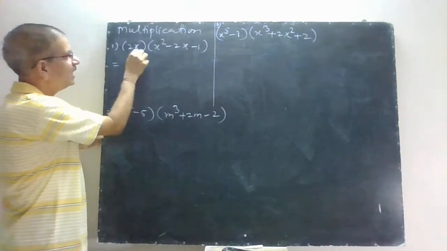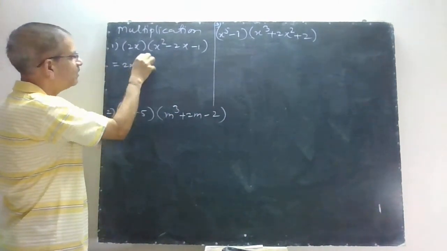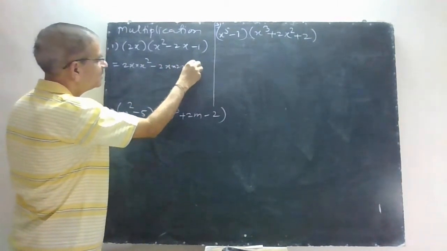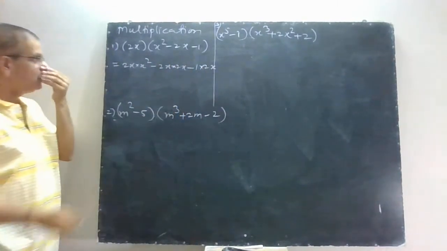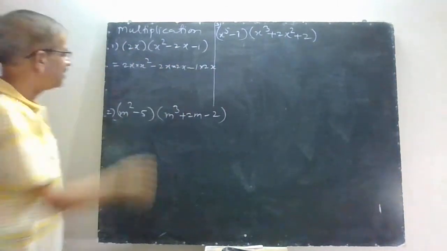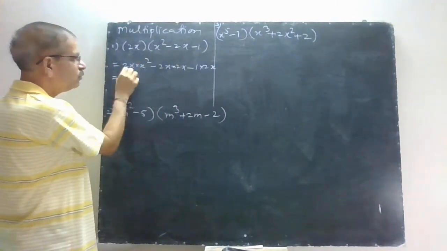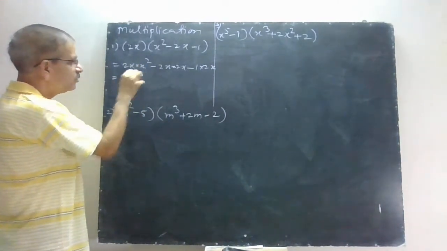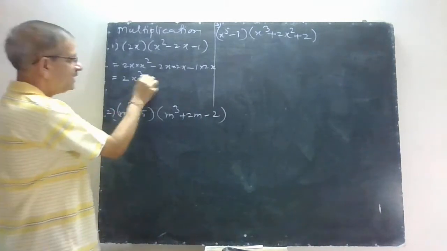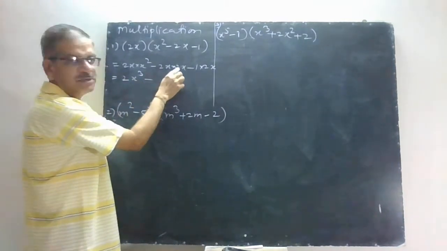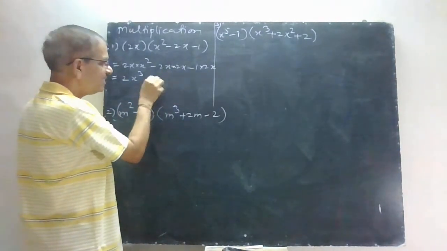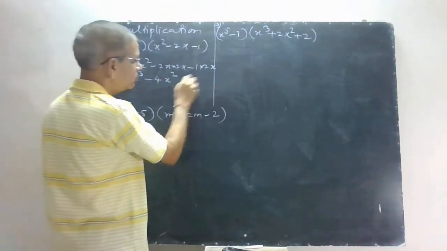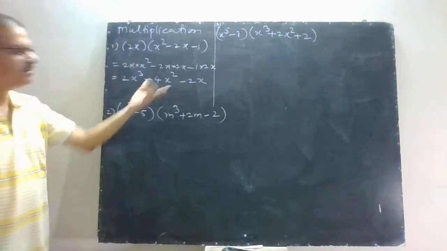That means it is 2x into x square, minus 2x into 2x, and then minus 1 into 2x. That means you have multiplied 2x to every term of the polynomial. Then it is 2x into x square, 2 into 1, so it is only 2, x into x square gives you x cube, minus 2 into 2, that is 4, x into x, that is x square, and then minus 1 into 2, that is minus 2x. So this is your answer.